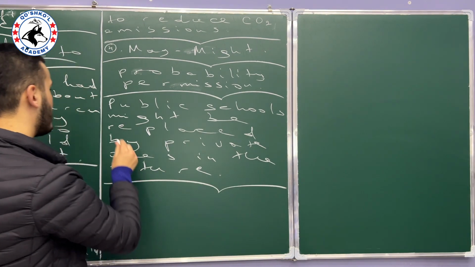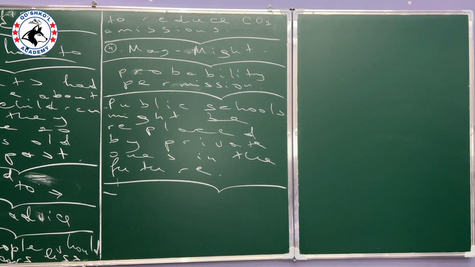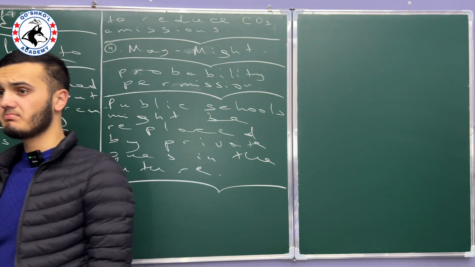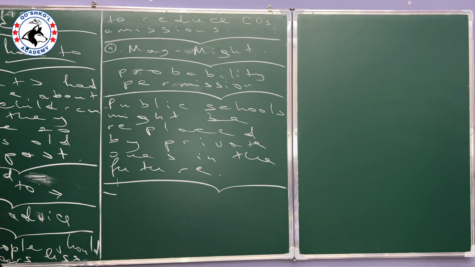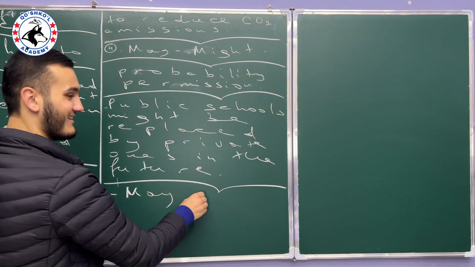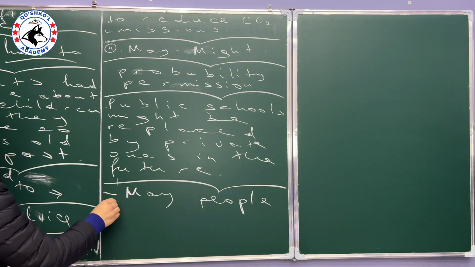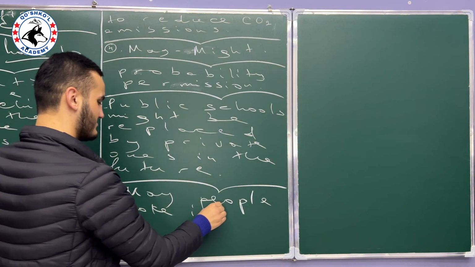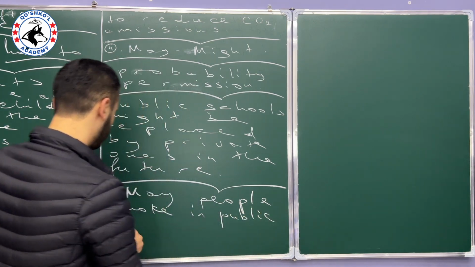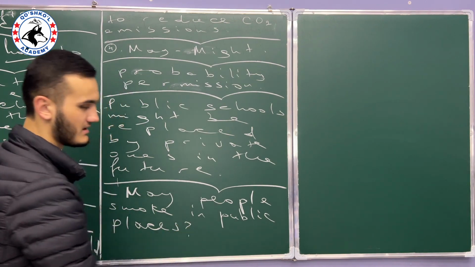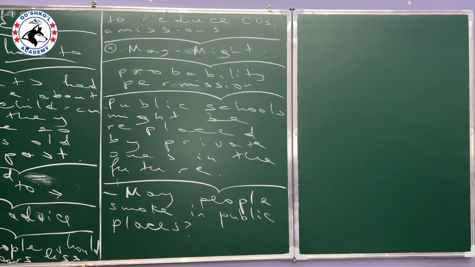Sure, why? I'll write an example for permission. May people smoke in a public place in a country? Yeah. May people smoke in public places? This is permission, maybe, or is it wrong? Because it's a rule. It's true. Rule, maybe.